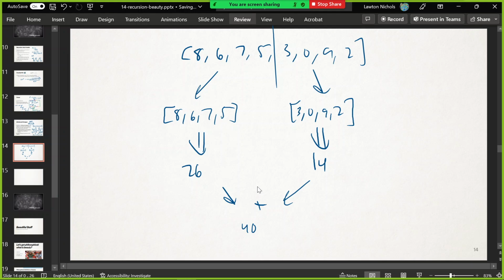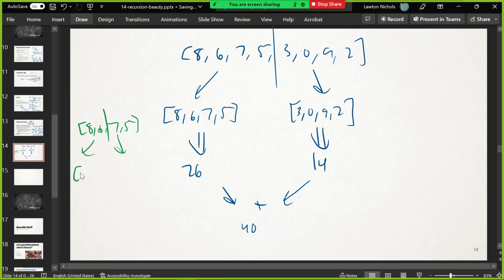That's how it works. But the idea is it's not going to stop here. Like the recursion, it's going to do the same problem. It's going to divide and conquer that smaller list. So it's like, I don't know. It's next going to try 8, 6, 7, 5. It's going to chop those in half, right?